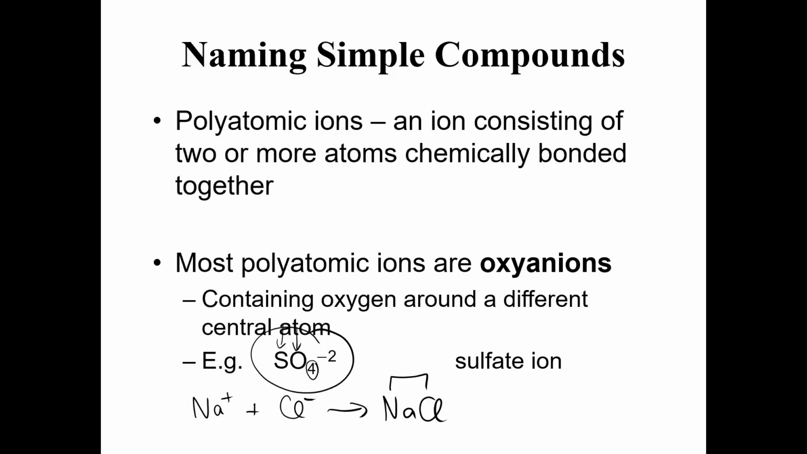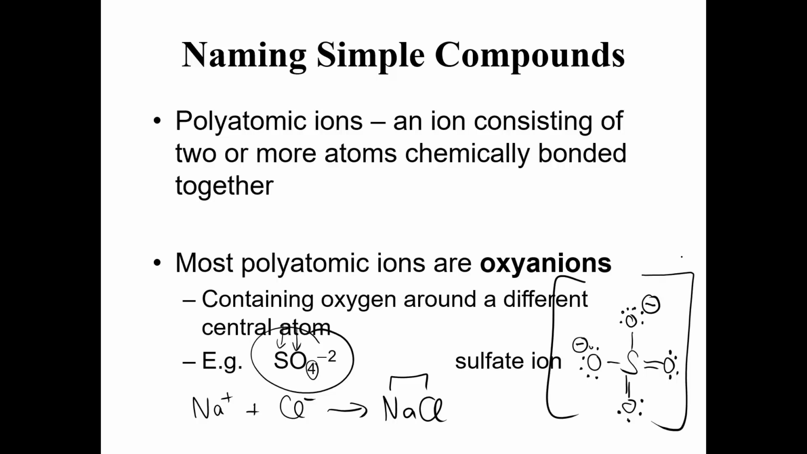And when they combine, I'll draw it, we have a sulfur, and you don't need to know that at this point, but we have a sulfur that has 4 oxygens around it. 2 of them are double bonded to oxygens, and 2 of them are single bonded to oxygens. And what happens is the oxygens have an extra electron, so they have a negative charge each on them. And so you have this overall charge on this compound.